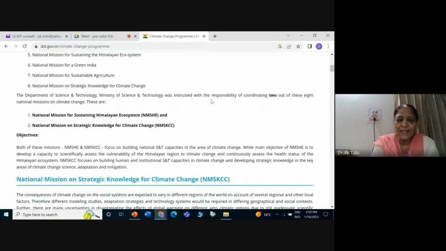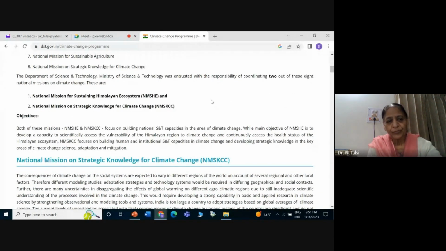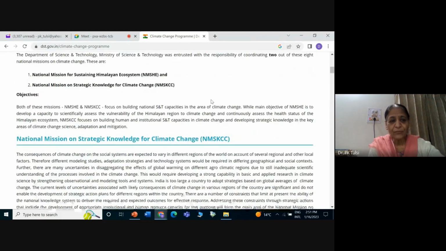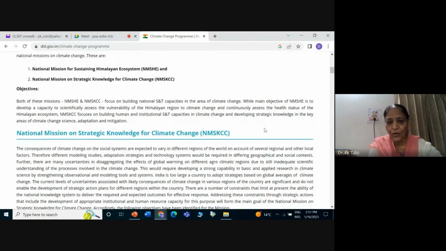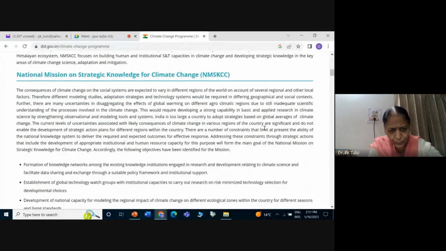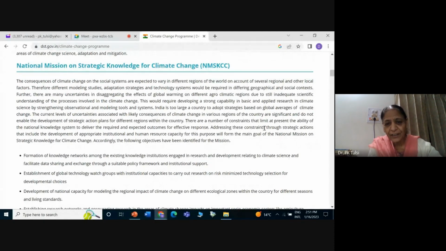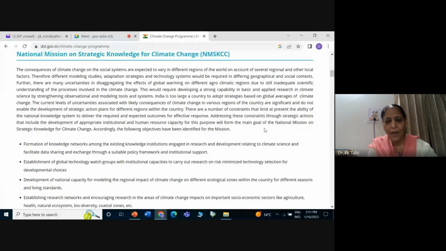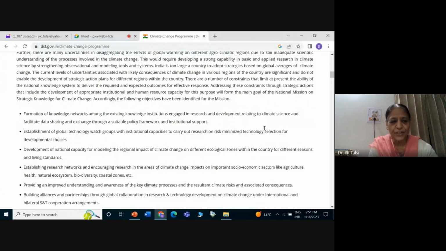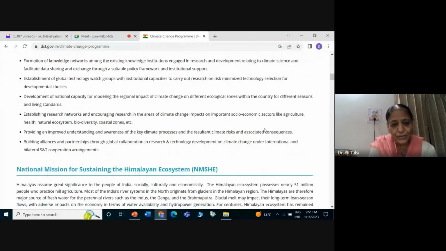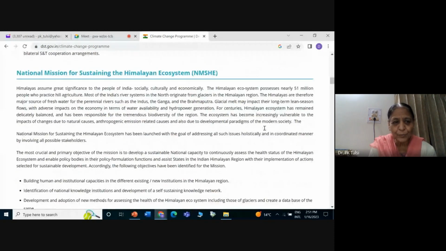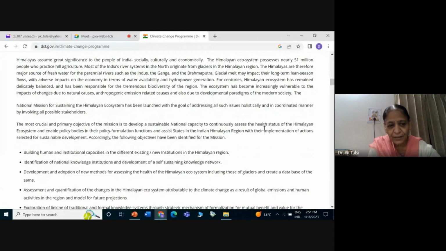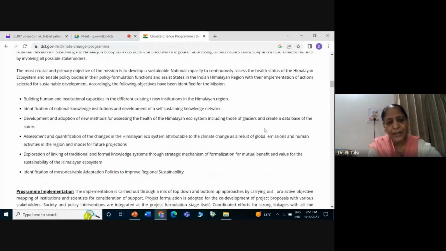Now, if you look at the site itself, you'll agree with me that these missions, their objectives have been clearly specified. Why these 2 missions need to be taken up. And if you go to National Mission on Strategic Knowledge for Climate Change, you will again see that very specific objectives have been identified for the mission. And then National Mission for Sustaining the Himalayan Ecosystem also has objectives which have been detailed out.